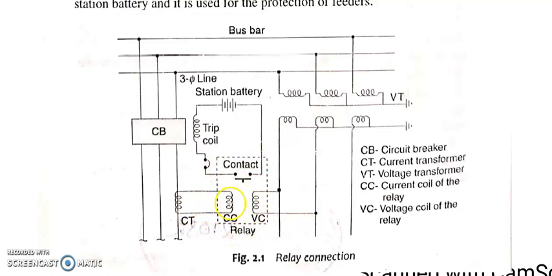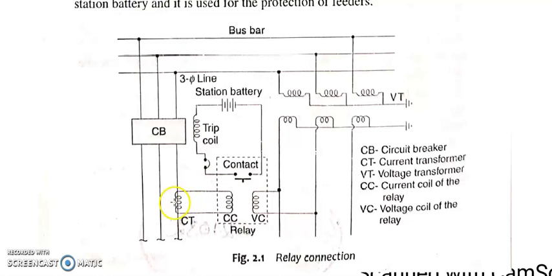So whenever current flows in the secondary side, that is the current coil of the relay, then this contact will get closed. Here it is open, now it gets closed. Whenever it gets closed, as we know that the battery is connected, so this already has a certain voltage, and current starts to flow in this particular circuit.